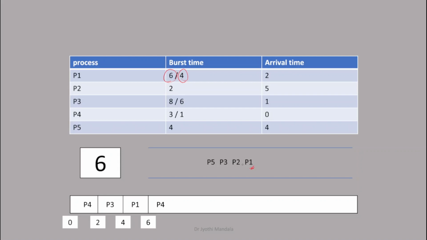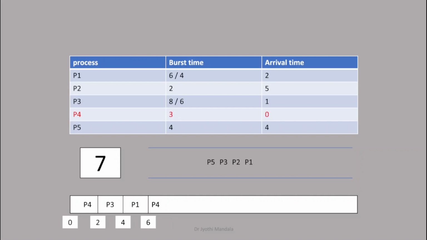Right? Now, P1 has to be added to the ready queue, and the process P4, which has been waiting first here, has to be given to the CPU. Now P4 requires 1 second only, so it has been executed for 1 second. That's it, and P4 has completed its execution. No need to add that one to the ready queue again.